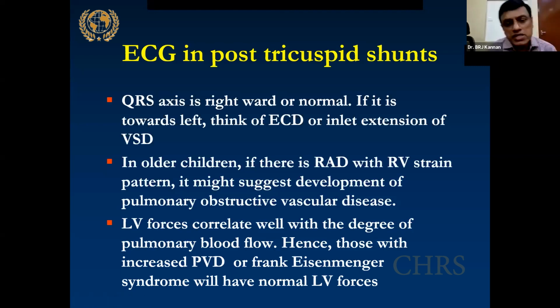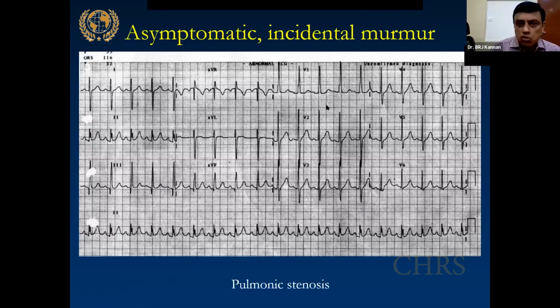So this boy is an asymptomatic boy with incidental murmur. So what do we see here? Tall R in V1, in this 10-year-old boy. This child had an ejection murmur, this child had pulmonary stenosis. So in pulmonary stenosis, what we expect is right ventricular hypertrophy. So what about this one?